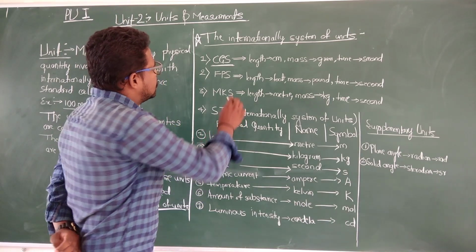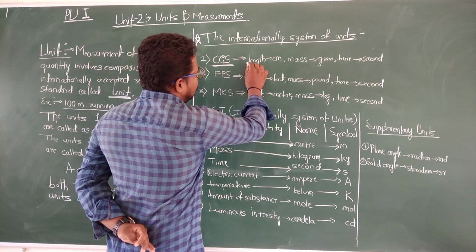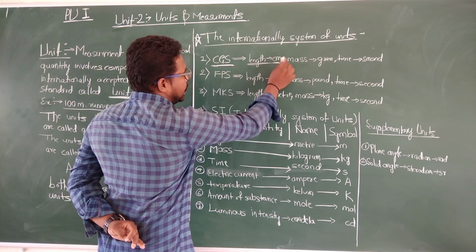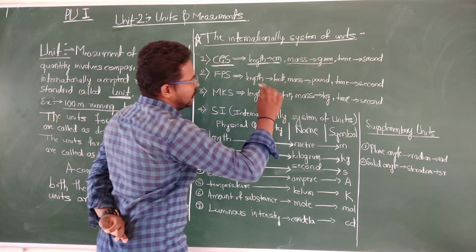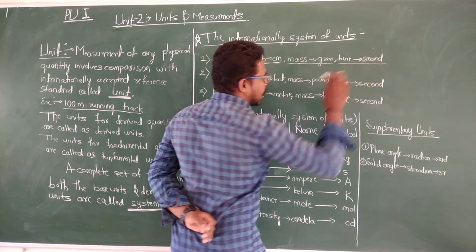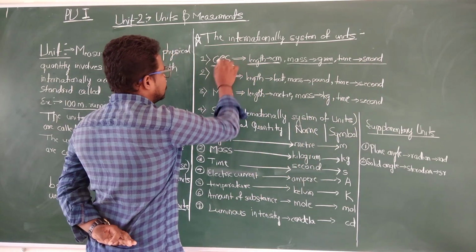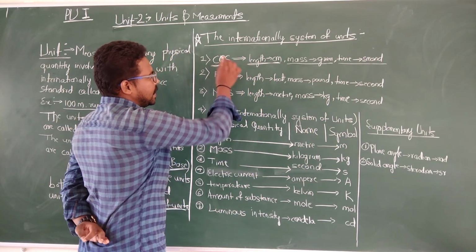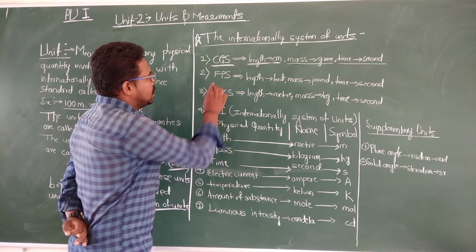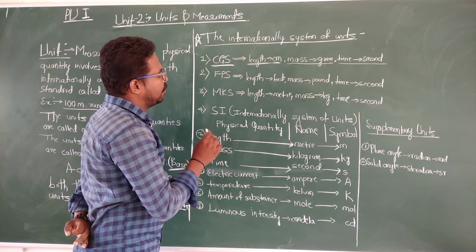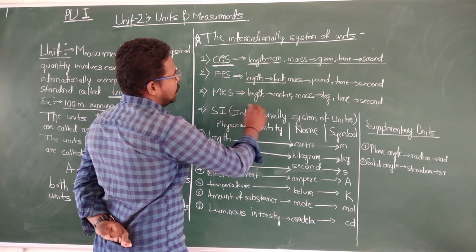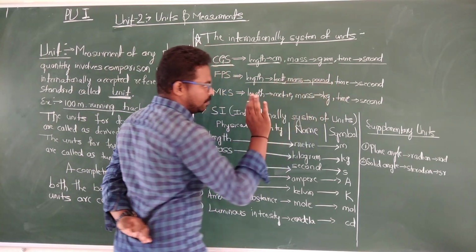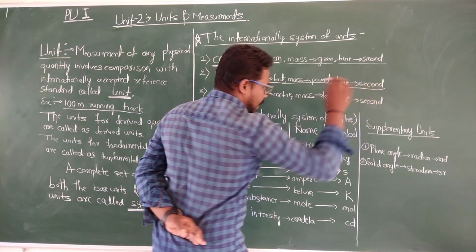Where C refers to the length unit centimeter, and mass is measured in gram. The time is measured in second. CGS means centimeter, gram, and second. Next system is FPS, where length is measured in foot, mass is measured in pound, and time is measured in second.